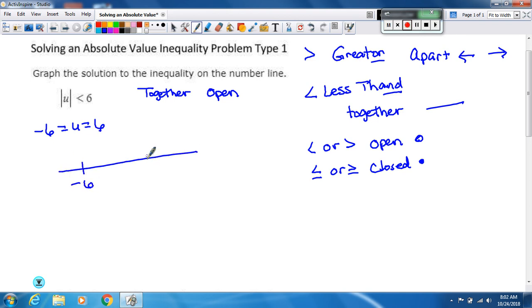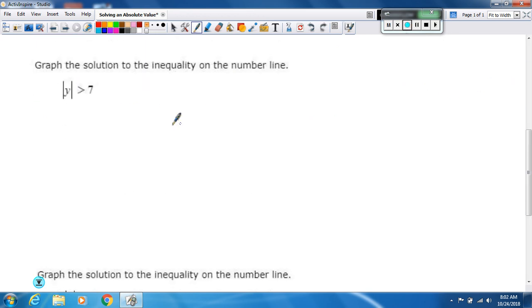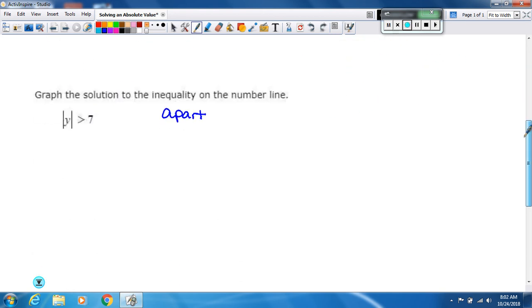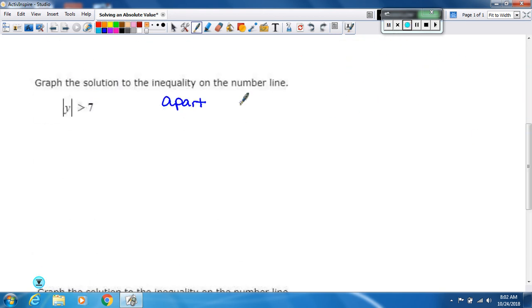So -6, +6, we use an open circle. Sorry, it's got a little bit slanted there. And the graph is together. That one's finished. This next one is greater, so it's apart. Let me check some real quick. Yeah. It's apart and it's not underlined, so it is an open circle when you graph it.